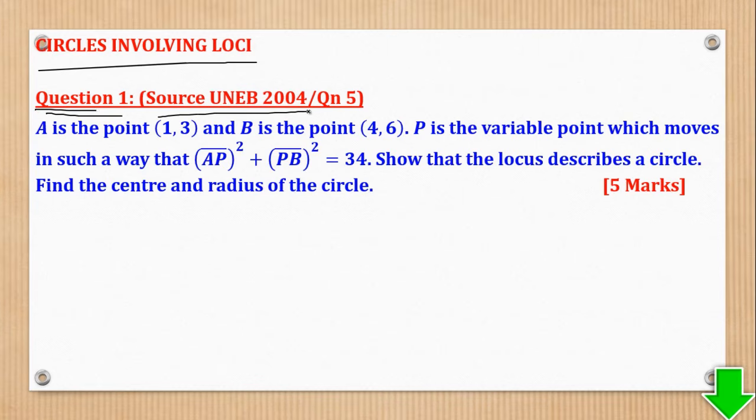Question 1 came from UNEB 2004 paper 1 question 5 and says A is the point this and B is the point this. P is the variable point which moves in such a way that AP squared plus BP squared is equal to 34. Show that the locus describes a circle and hence find the center and radius of the circle.